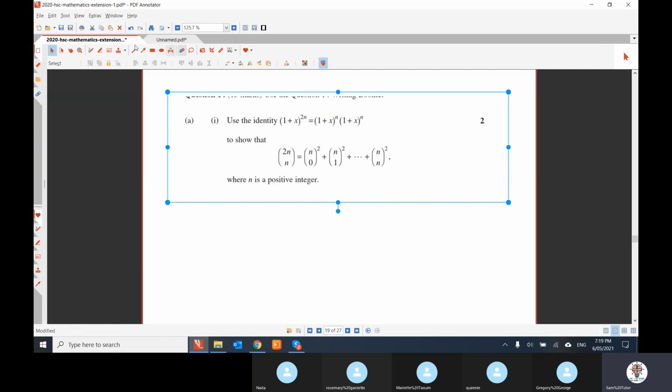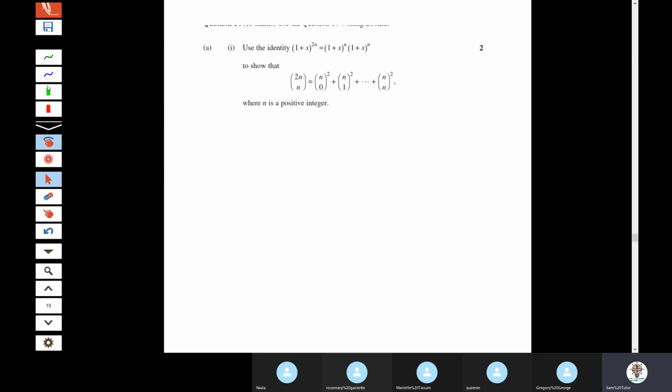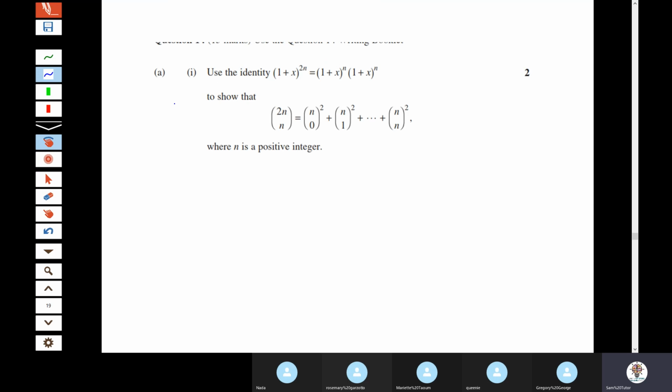How many marks? 2 marks only. Okay, use the identity to show this. All right, I hope we remember this. We've done exactly this question as well, but let's think. Does anyone remember the expansion of (1 + x)^(2n)? The expansion of this.